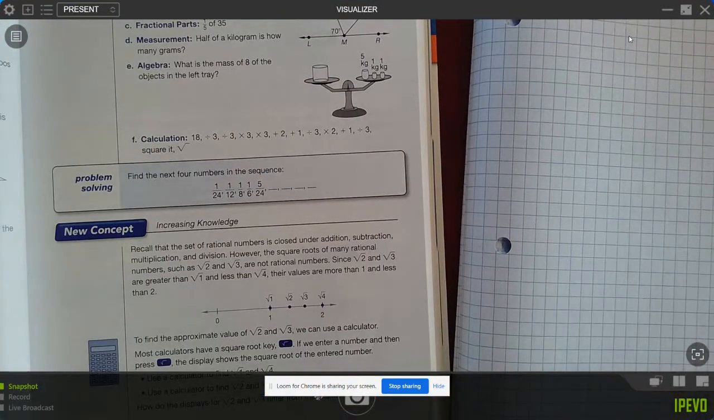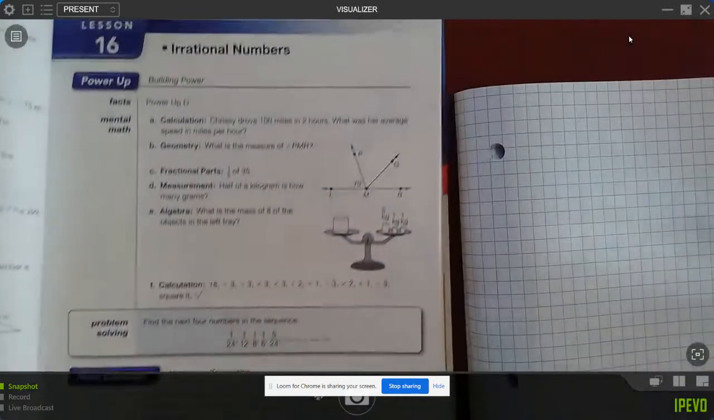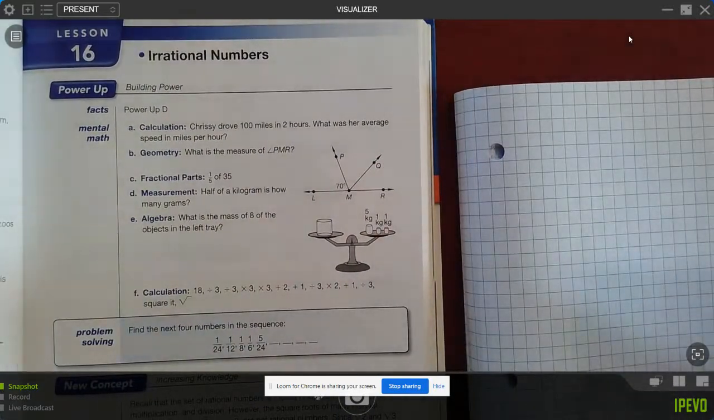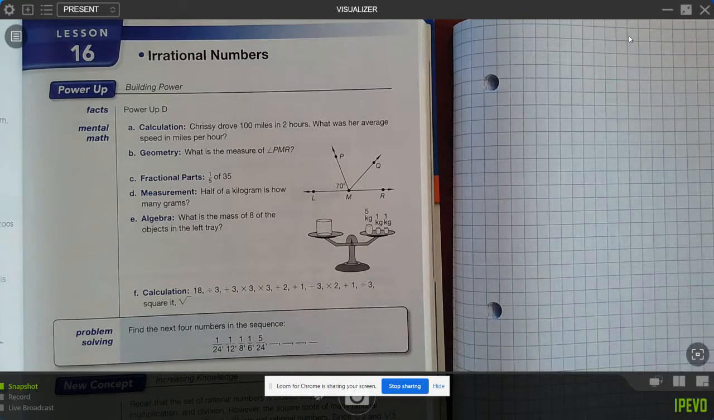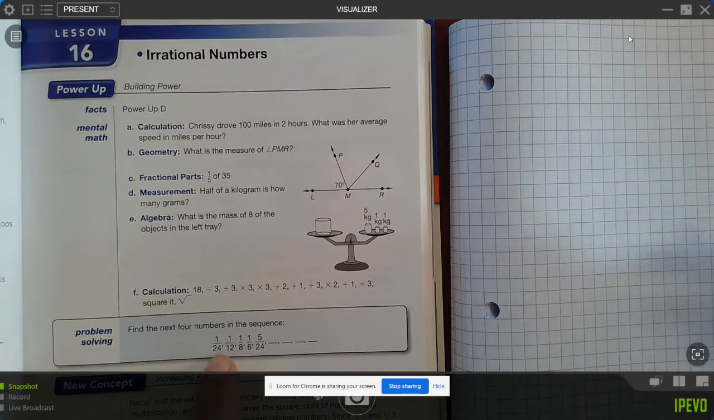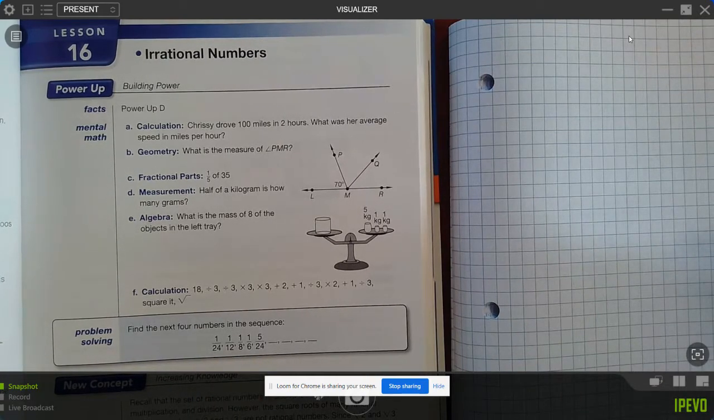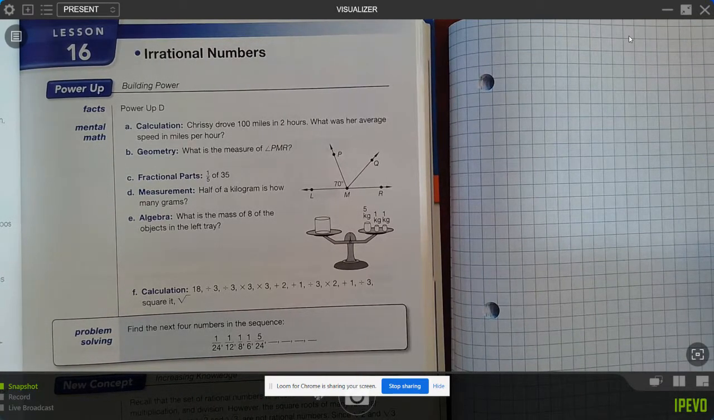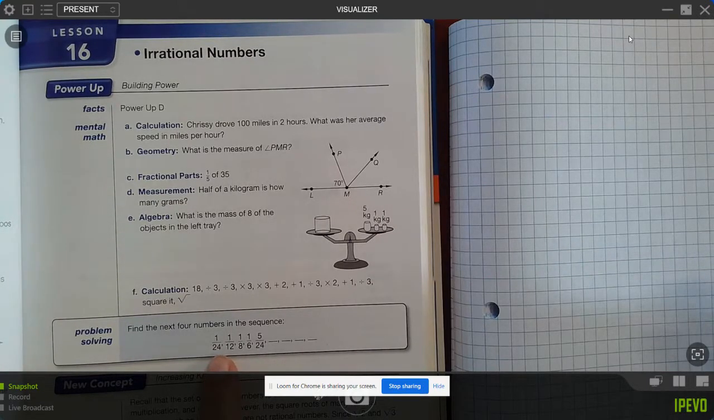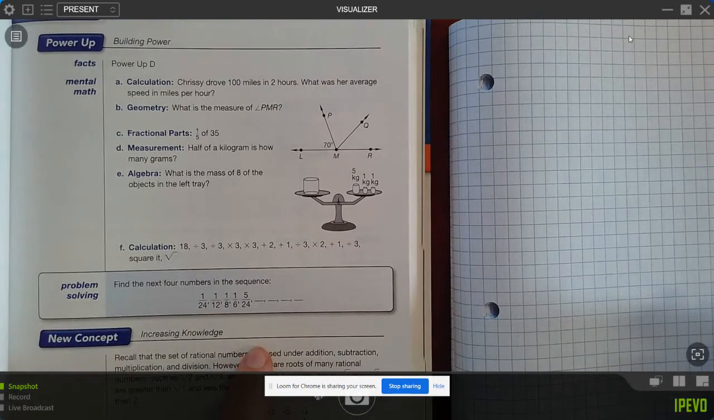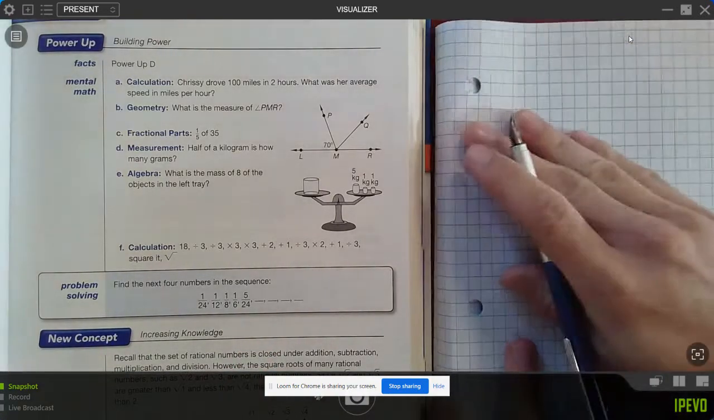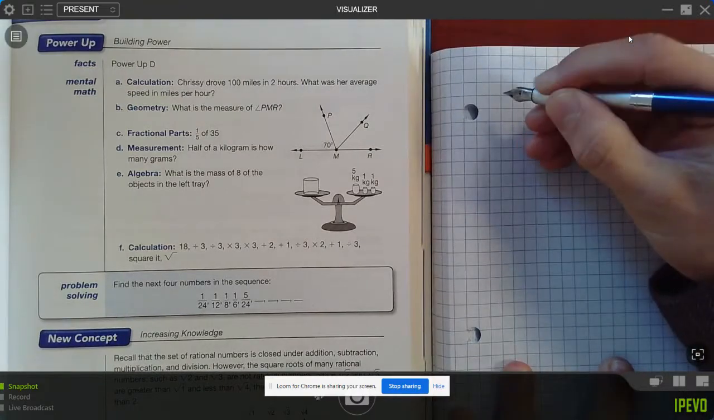So we're going to go ahead and continue on with lesson 16, irrational numbers. You're doing your mental math, you're doing your problem solving. Should be relatively straightforward. This one is a little tricky, but I think you guys can sort of figure it out. The real question is whether or not it's getting bigger or smaller, and what might be happening. So think about that.